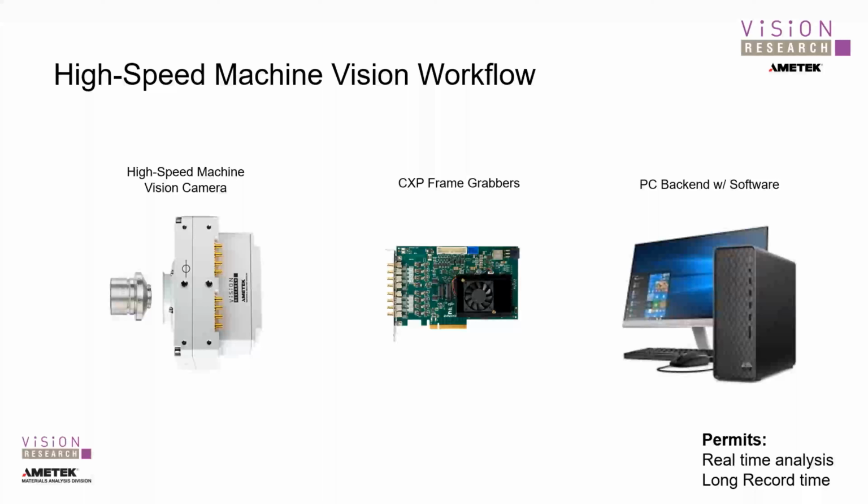Vision Research just came out with a new technology that replaced the copper with fiber. So you can basically reduce the number of cables and improve the efficiency of your setup just by using the machine vision cameras. Ultimately, what this allows you to do is real-time image analysis. You have access to the images on the fly, and you also have the ability to do long-time records. So the back end is completely customizable by the user.